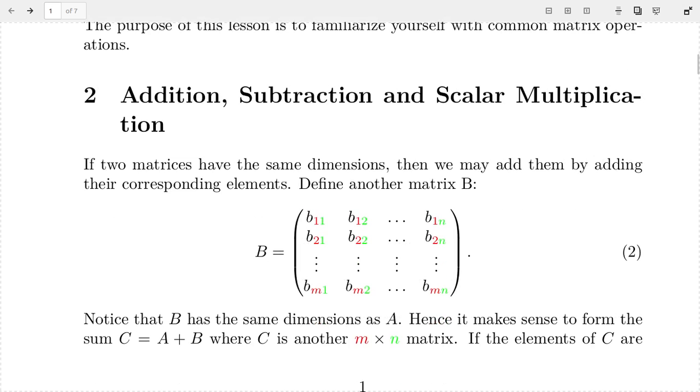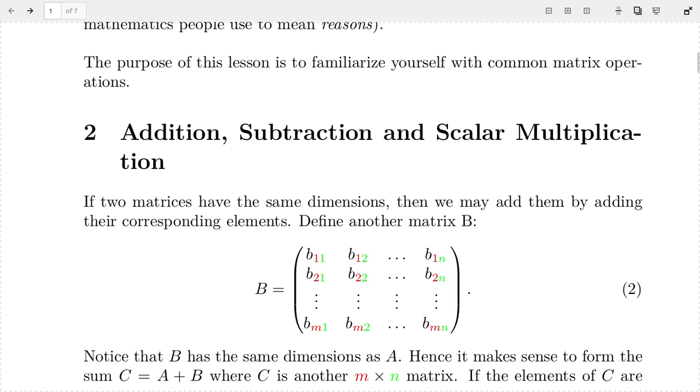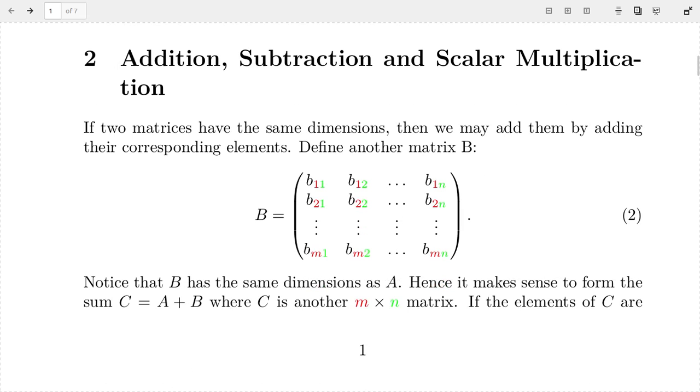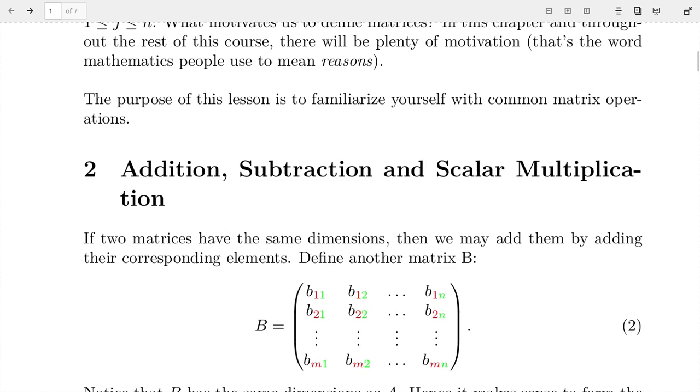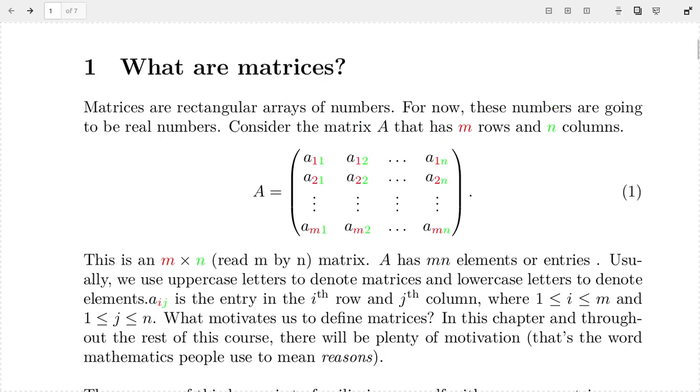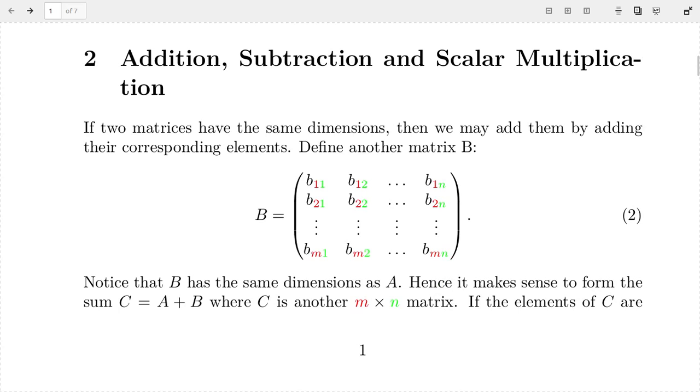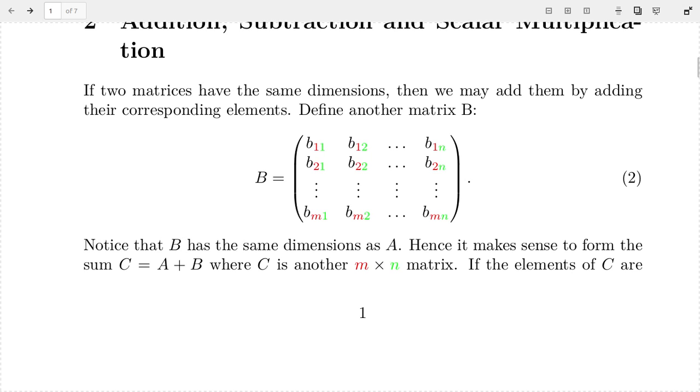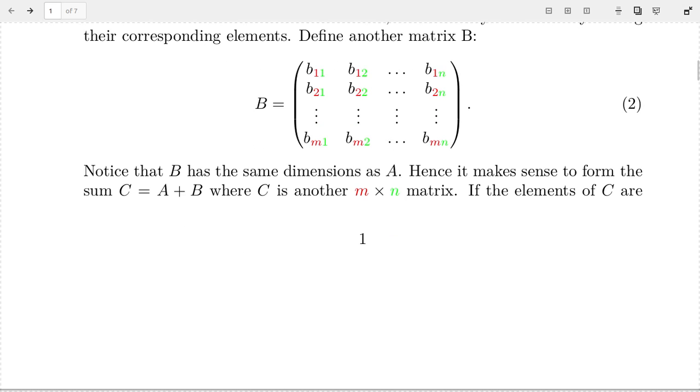All right, so let's look at how to add and subtract matrices. If you want to add or subtract two matrices, you need to make sure first that both matrices have the same dimensions. So if you want to perform the addition A plus B, since A has m rows and n columns, B must also have m rows and n columns, with B defined in equation 2. In our example, B does have m rows and n columns, so we can perform the addition A plus B.